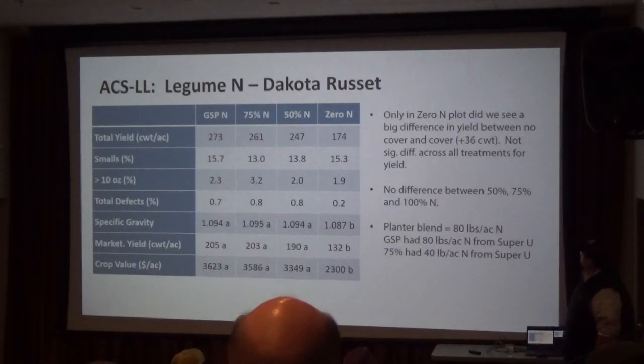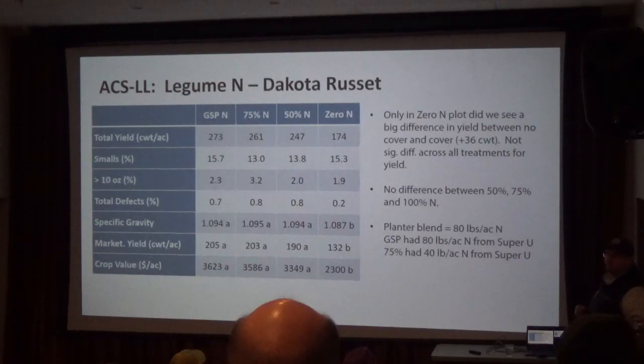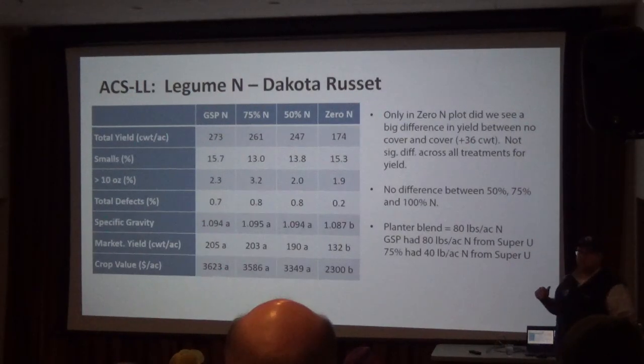This is the field that was way up west. There was no statistical difference in yield or quality between the 100%, 75% and 50% nitrogen rates. It's only different for the 0, which we would expect. But even in the 0, we still got 172 hundredweight of gross with no nitrogen, which was impressive.